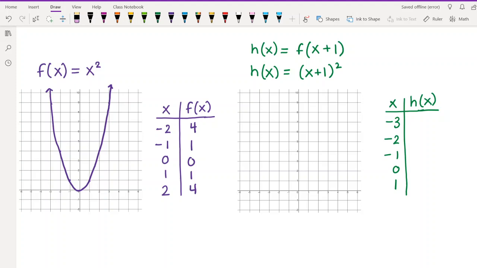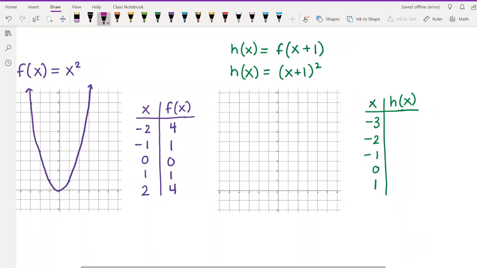Okay, so you might notice that I made this table have slightly different x values, and we'll see why that is. It's basically so that it's easier for you to see how this transformation works. You could, by the way, multiply this out and get x squared plus 2x plus 1. But for our purposes, I'm going to leave it as it is because I think it'll make it easier for us to see why things are working the way they do. Okay, so let's start by plugging in -3. We get -3 plus 1, which gives us -2 inside the parentheses, and then we take that -2 and square it, and we get 4.